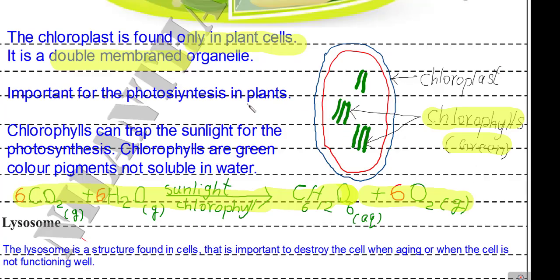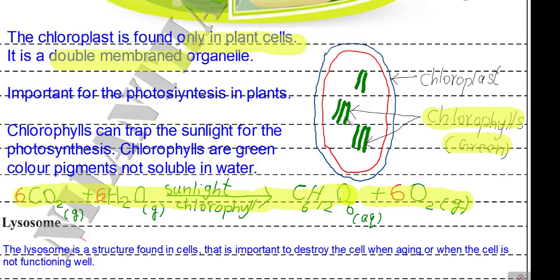Right, this is called the chloroplast we are talking about, right? Only in the plant cells. So double membrane organelle here we have drawn. For the photosynthesis we need it. Important for the photosynthesis in the plant, chloroplast, a double membrane. Right. Chlorophylls can trap the sunlight. Here inside the chloroplast, chlorophylls. So they give the green color to the plant. Inside the chloroplast, we are having the chlorophylls there.